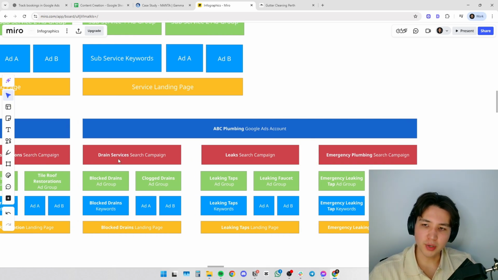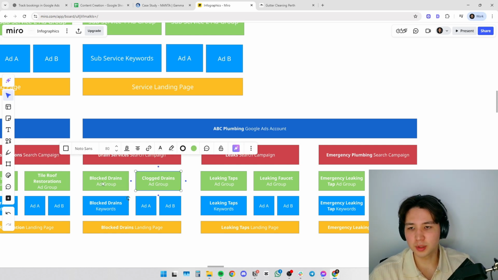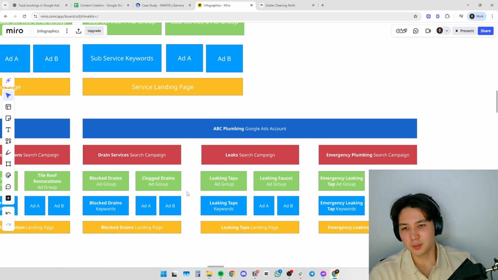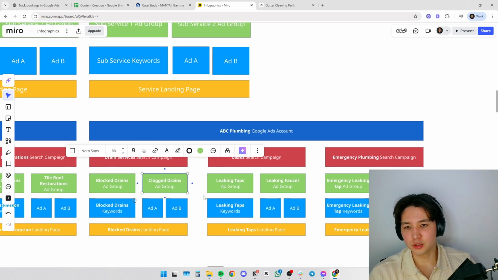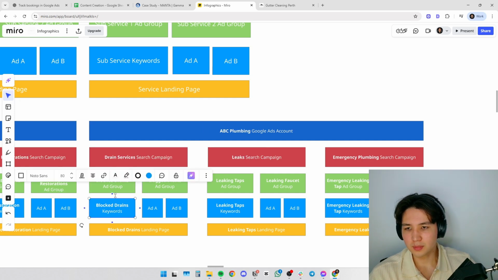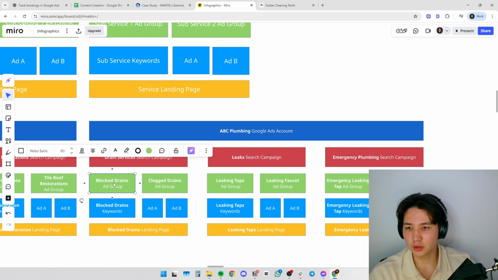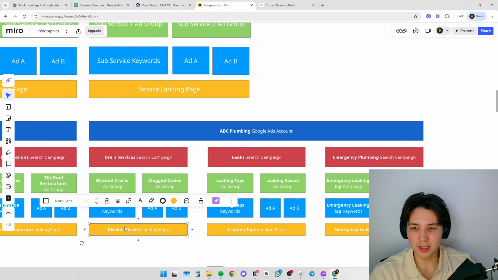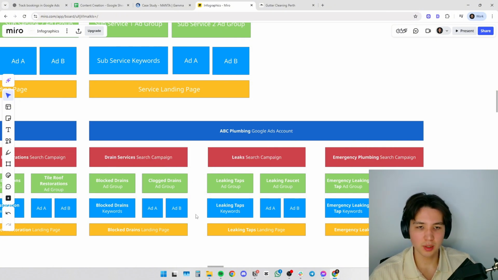So with the drains, you'll notice I split it into two ad groups. You got blocked drains and clogged drains. Now, yes, you can put these both in the same ad group, and yes, they are pretty much the exact same thing, if my English understanding is correct. But the reason I've split this is to maximize ad relevance, right? And keyword relevance. So inside the blocked drains ad group, I'm going to have blocked drains keywords. And inside the clogged drains ad group, I'm going to have clogged drains keywords. And they're going to have a separate landing page for each, right?